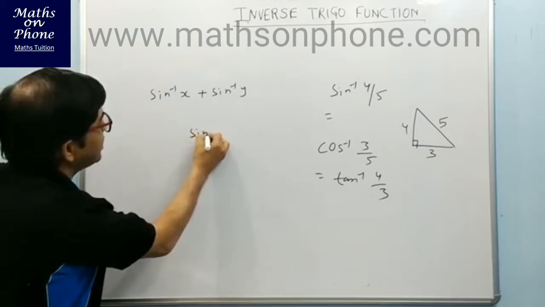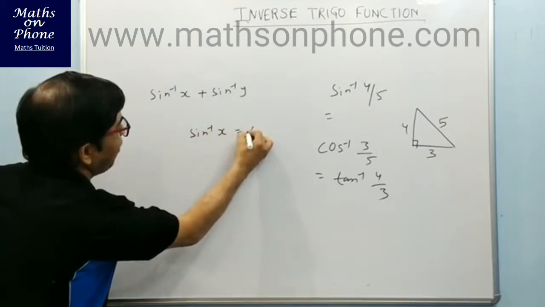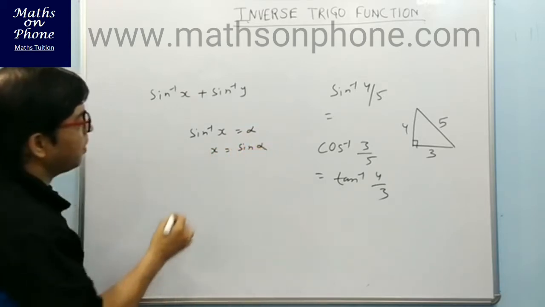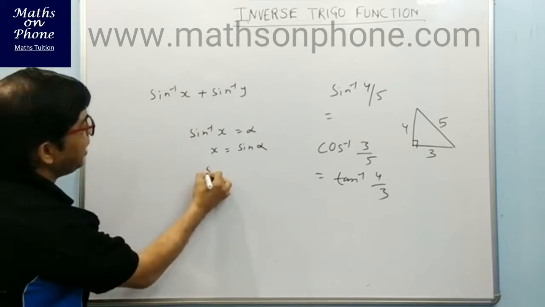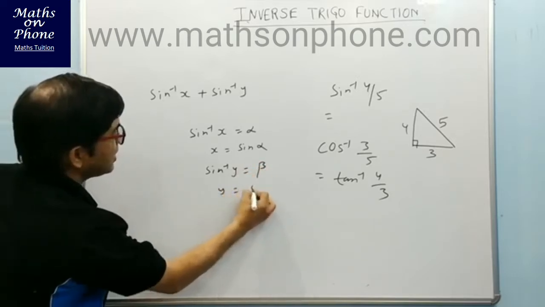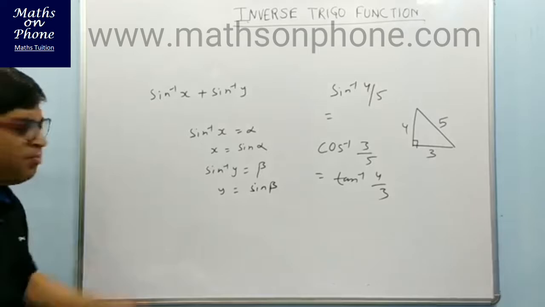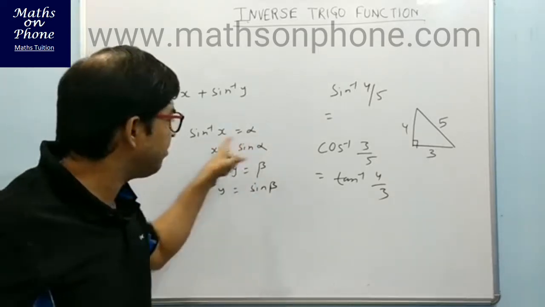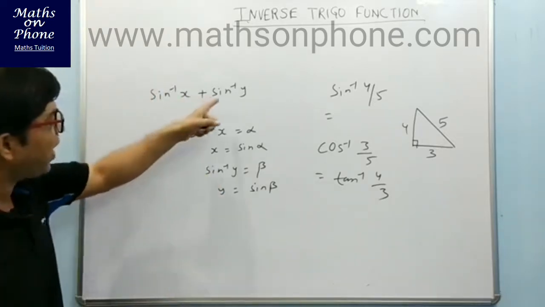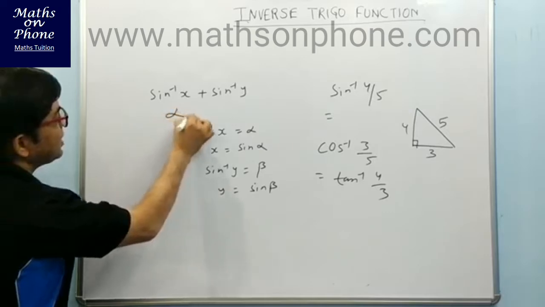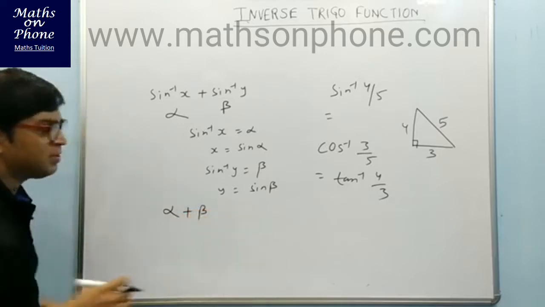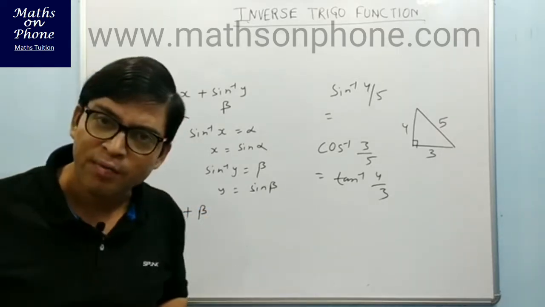The basic meaning of this is, if I take sine inverse x as alpha, the meaning of this is that x is equal to sine alpha. Okay. And if I take sine inverse y as beta, so y will be sine beta. Very easy. Basic meaning. The inverse basic meaning is this thing. You remember, wherever needed you apply this. Now I need to find the formula for this. This is alpha, this is beta. So I need to find the value of alpha plus beta only for this formula.